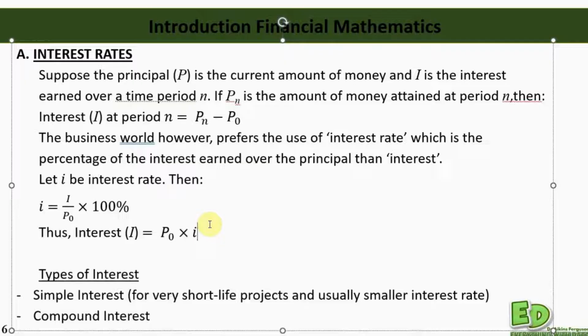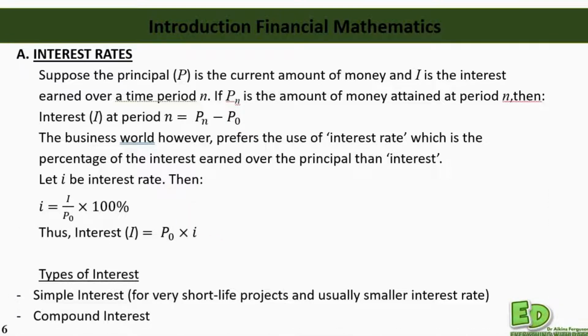That is what I'm trying to say. So we have two types of interest. You have the simple interest, for a very short life project and usually smaller than interest rates. And we have a compounding period, that's the compound interest. So let's delve into how these interests are being used or what they usually mean.